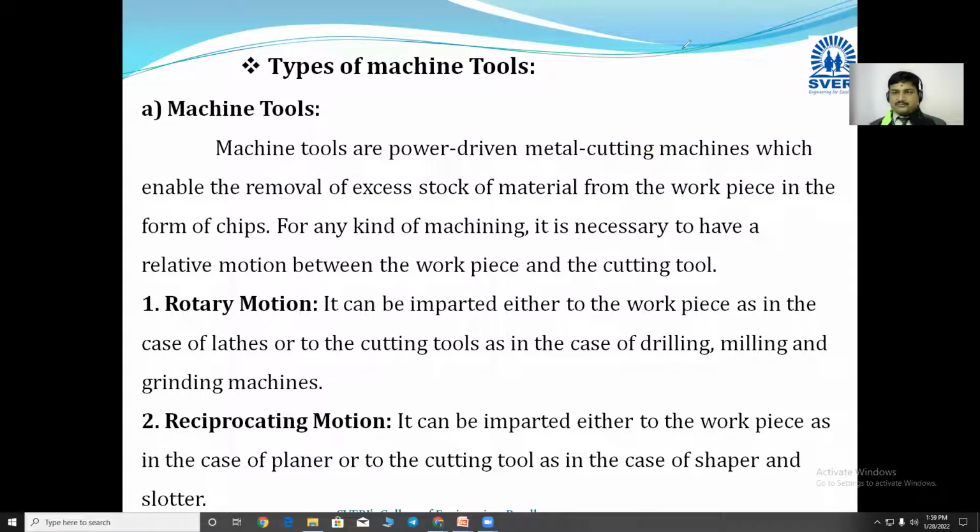That if you want to manufacture anything in case of the metal, then you need to remove the excess material. जे additional material आहे ते तुम्हाला काढून टाकावं लागणार आहे. And this metal cutting operation we are doing by using the machine tools. And machine tools are nothing but the power driven machines which we are using for the metal cutting operations.